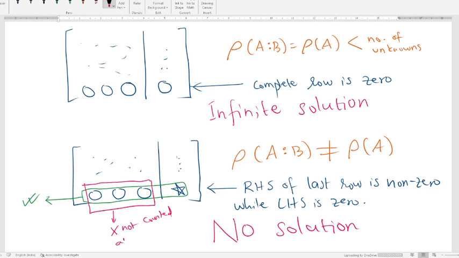So here this is not counted as non-zero in the rank of A, correct? Whereas this particular row is counted as non-zero while we are finding out the rank of A colon B, right? So the last case, if we have a non-zero number on the right hand side, whereas the entire row is zero, then there is no solution. Whereas if everything is zero, we will have infinite number of solutions.